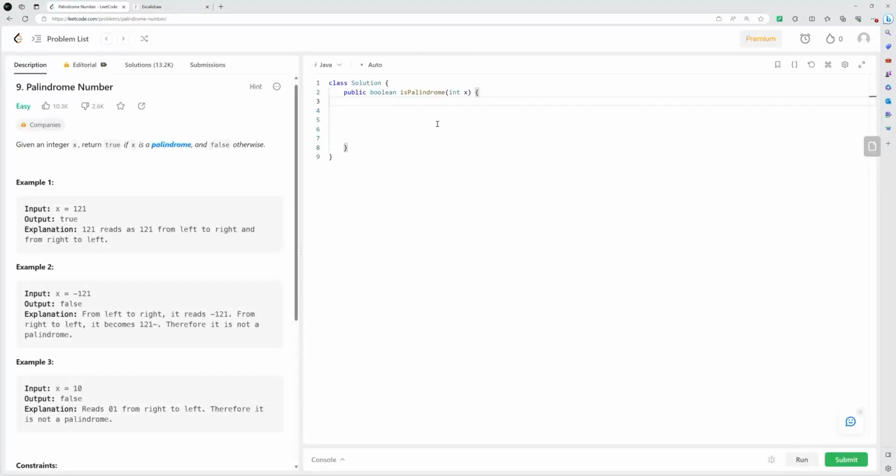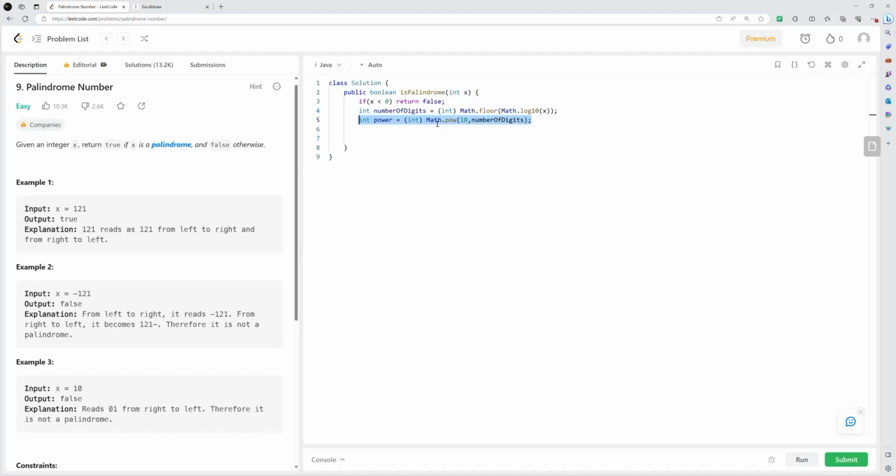So let's code up the solution first. We know that no negative number can be a palindrome, because of the minus in front. So we will just check if our input is less than 0. In that case, we will just return false. First, we will get the number of digits using the logarithmic function. And because all mathematical functions from the math library in Java return double, we will have to do the conversion to integer. And this is an explicit conversion. The same goes for the power.